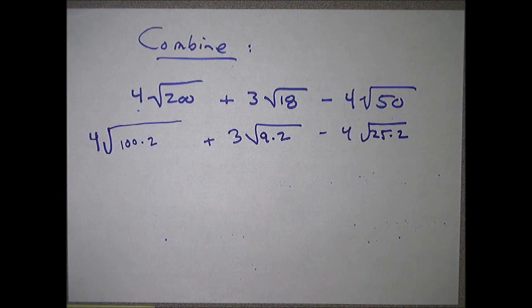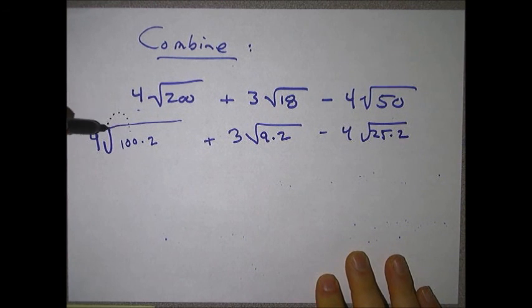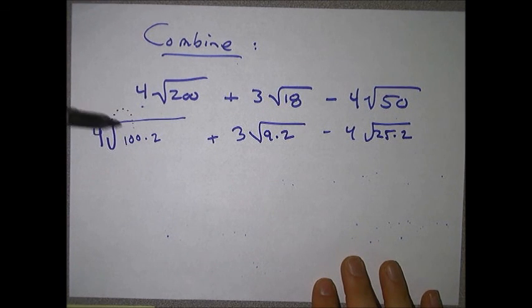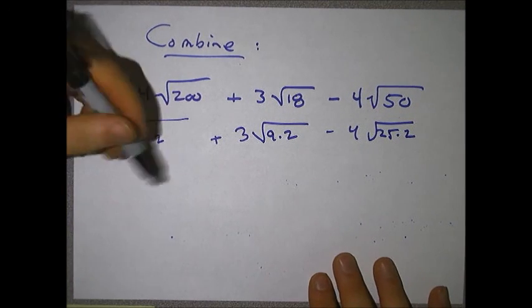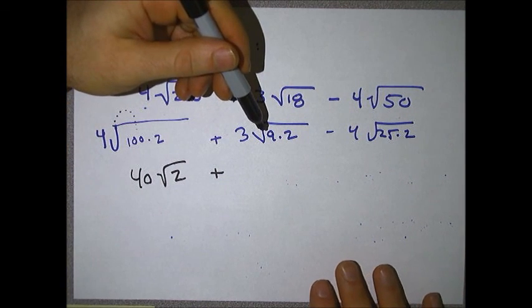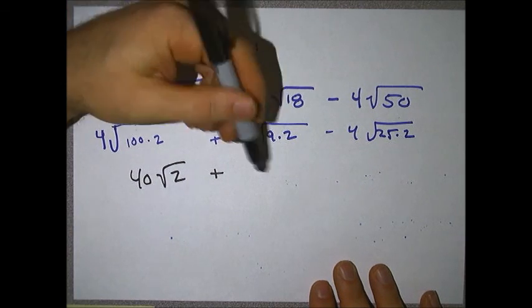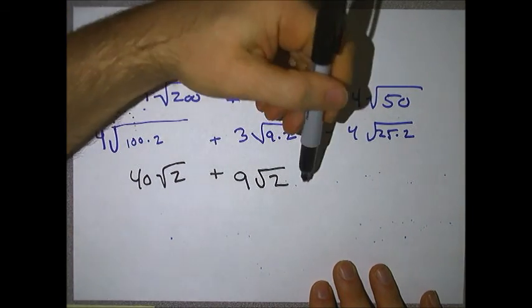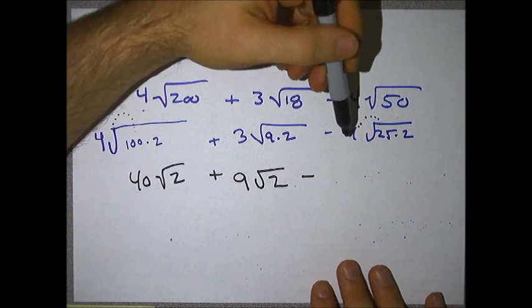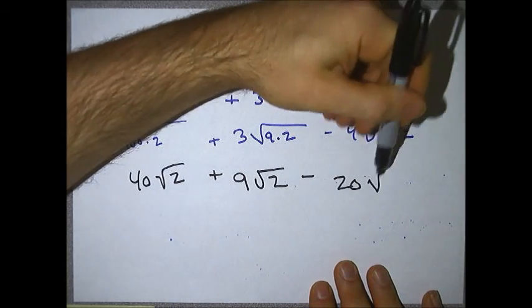So when I take these square roots, remember when you break down a perfect square, it's perfect square times something to create what you just had. The square root of 100 is 10. And this number out front is a multiplier. So 10 times 4 is 40. And I'm left with my root 2. In the middle one, the square root of 9 is 3. And 3 times 3 is 9, root 2. The last one is the square root of 25 is 5. But 5 times 4 is 20, root 2.